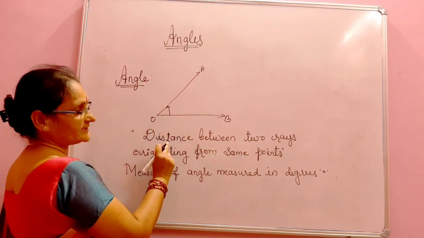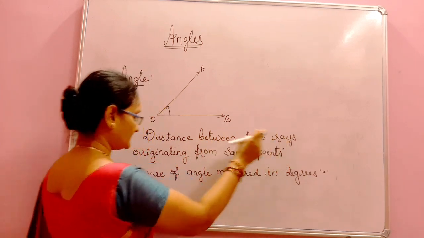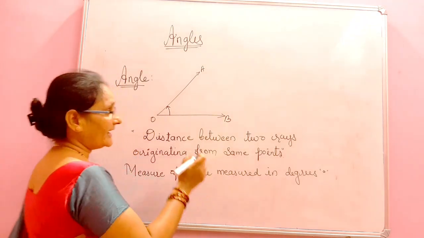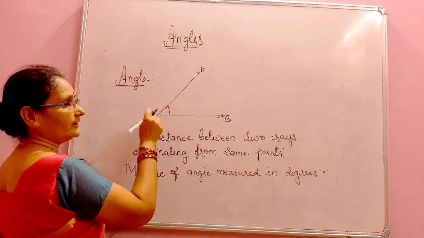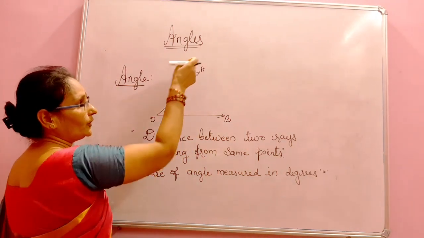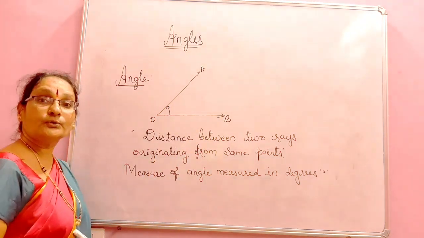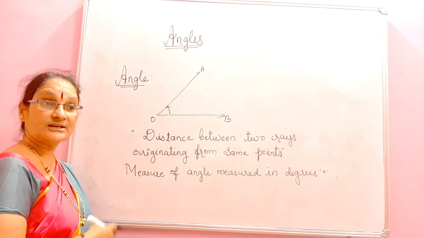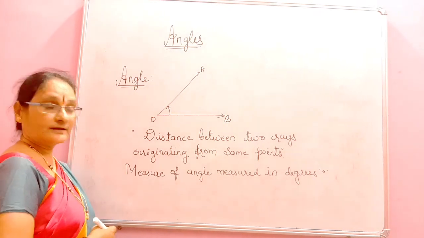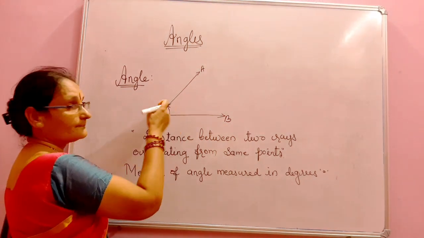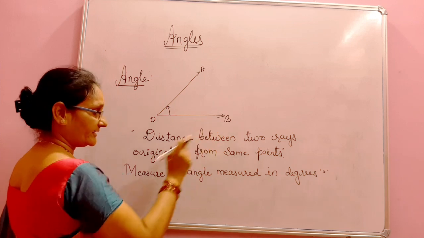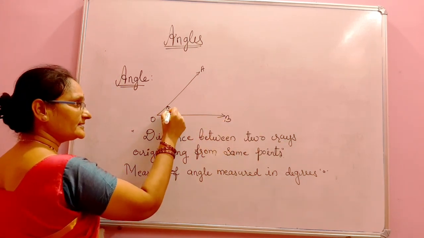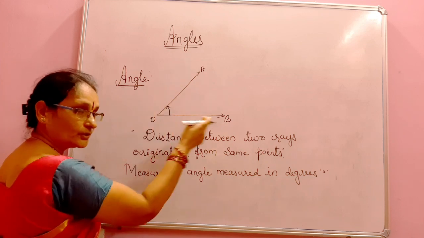An angle is the distance between two rays originating from the same point. Here OA and OB are two rays. You have just learnt in the previous class what rays are. So the angle is the distance between two rays. This is the distance between the two rays.